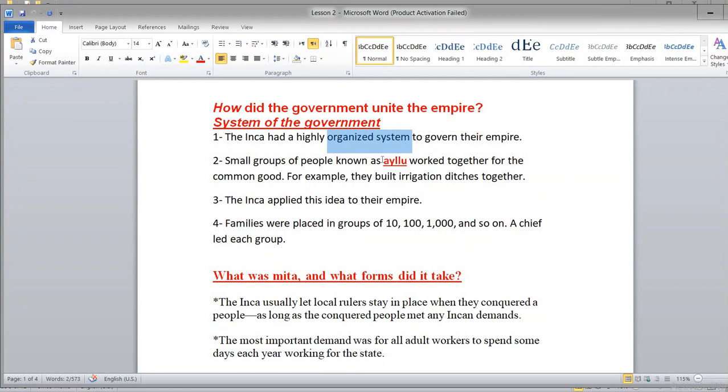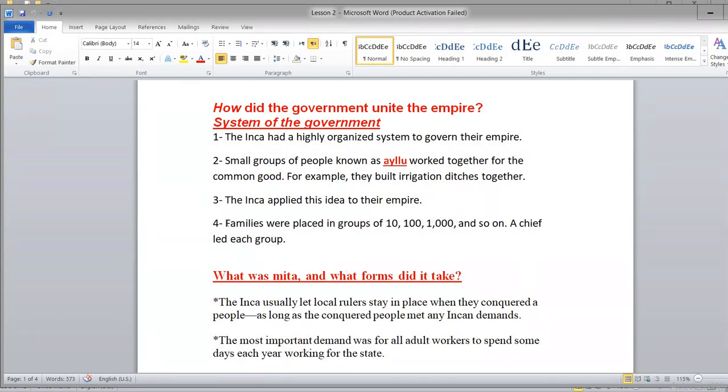Small groups of people known as Ailo worked together for common food. So who were Ailo? They were people who worked together for the common food. For example, they built irrigation ditches together. The Inca applied this idea to their empire. Which idea? The idea of building irrigation. Families were placed in groups of 10, 100, 1,000, and so on. A chief led each group.